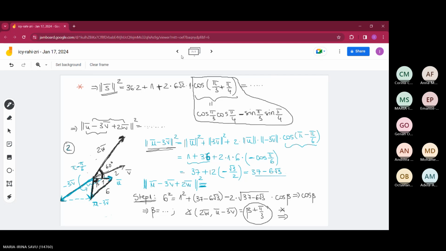So for this exercise, this norm we have to compute in two cases. We will get two values for this. Your question is if in these two cases you get different values. Yes, because we have two cases. You have different values because the angles are different. Okay.